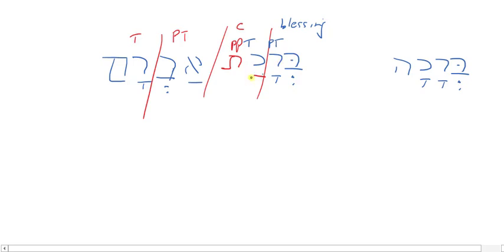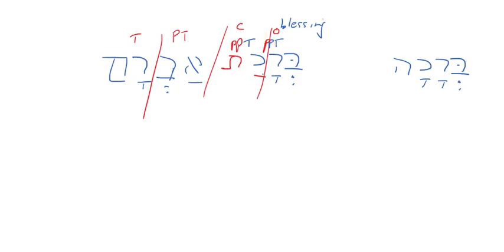There's a reason why we pick a patach here. Because it's going to be closed and unaccented, it needs a short vowel. Right? Okay, good. And now this was pretonic. It's now propretonic. And it's open, right? So what do open propretonic syllables do? They reduce to a vocal shva.